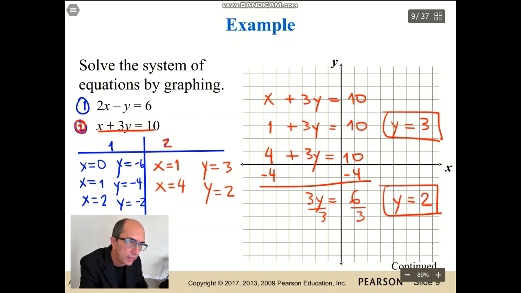And the next one, let's say now x equals 7. If x equals 7, 7 plus 3y equals 10. Y equals 1.